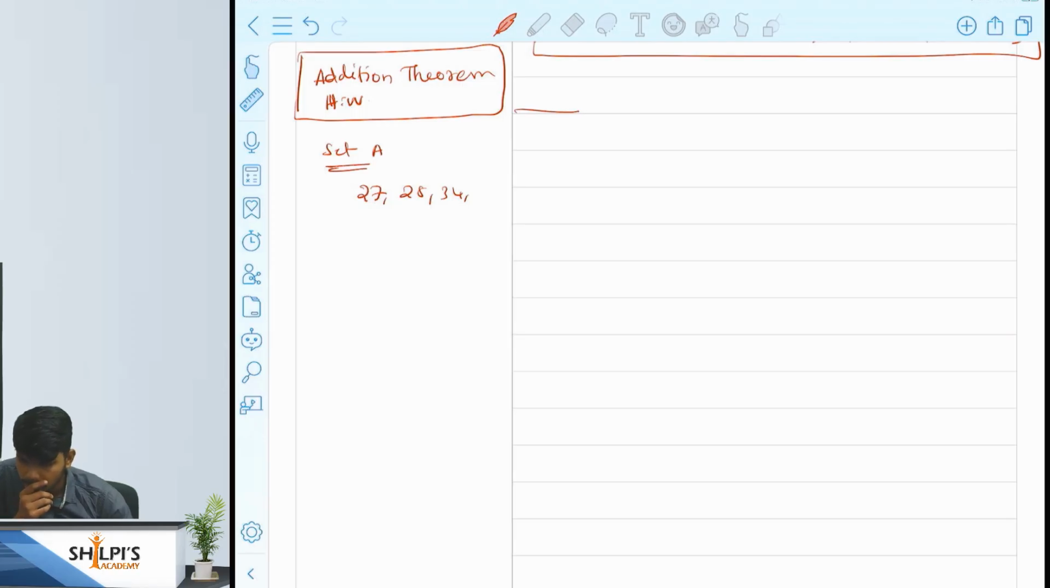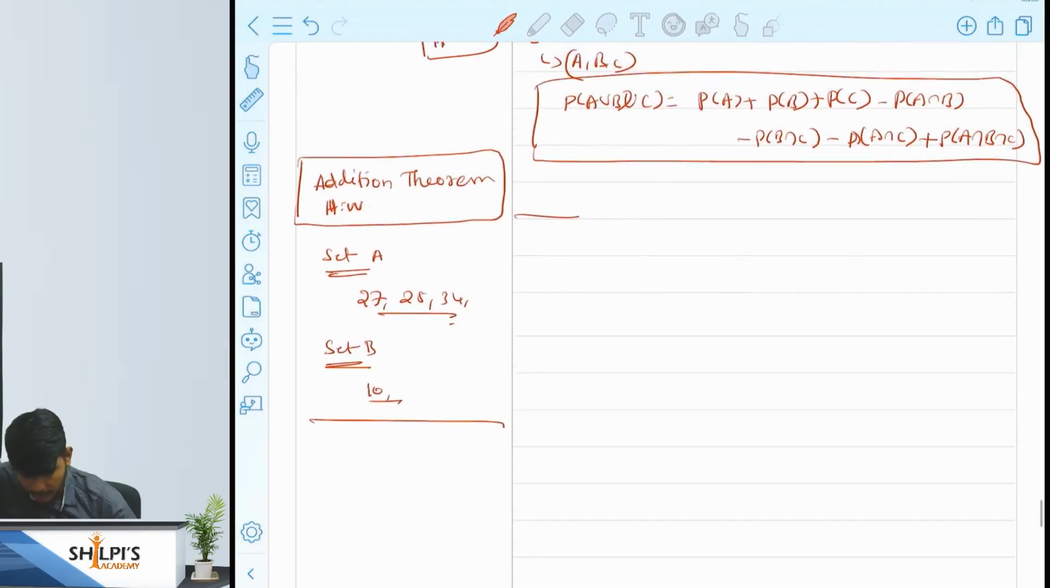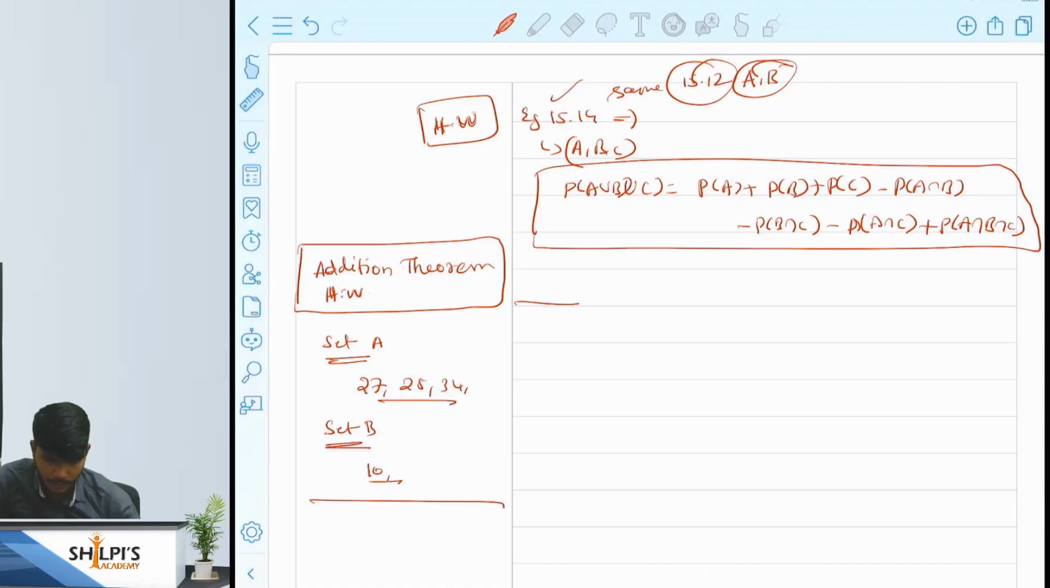And in set B, you have the 10th sum as your homework, since that involves the addition theorem. That's all, I guess. That's all for now. So you will have 4 homework sums. Actually with this 15.14 you will have 5 homework sums.